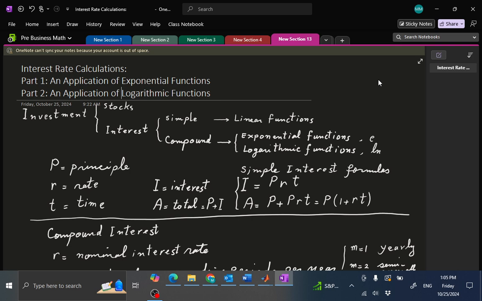We are going to continue our discussion we started last time about interest rate calculations. Last time I explained how compounding brings us to the example of application of exponential functions, and today we are going to take a look at applications of logarithmic functions.